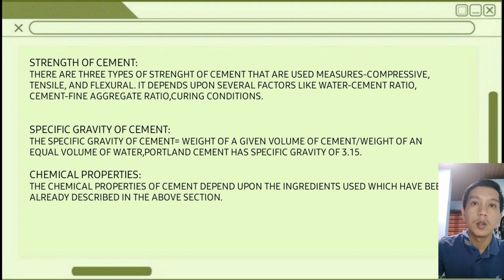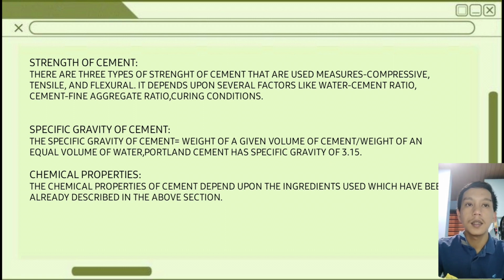Pero may mga bagay na nakakaapekto sa strength ng cement habang ginagawa ito. Yung iilan dito is yung water cement ratio, no? Yung paghalo, kung gaano kalaki yung tubig at semento pag pinaghalo is pwedeng makaapekto sa strength ng cement. Also, yung fineness ng cement and yung fineness ng aggregate na gagamitin, yung cement and fine aggregate ratio, and curing condition. So, iilan lang to sa mga bagay na pwedeng maka-apekto sa strength ng cement.